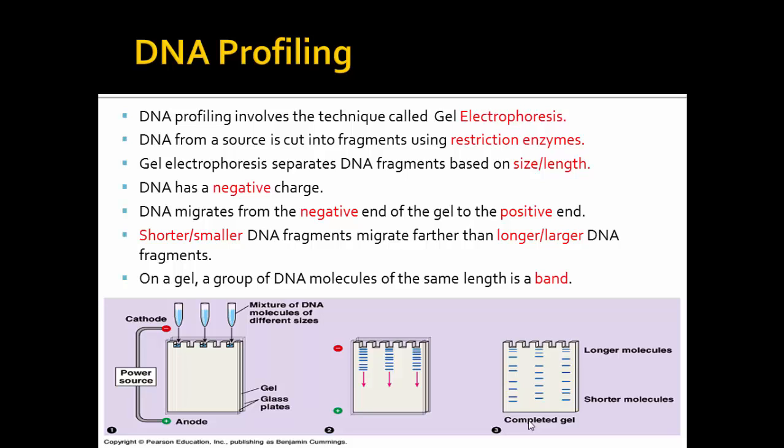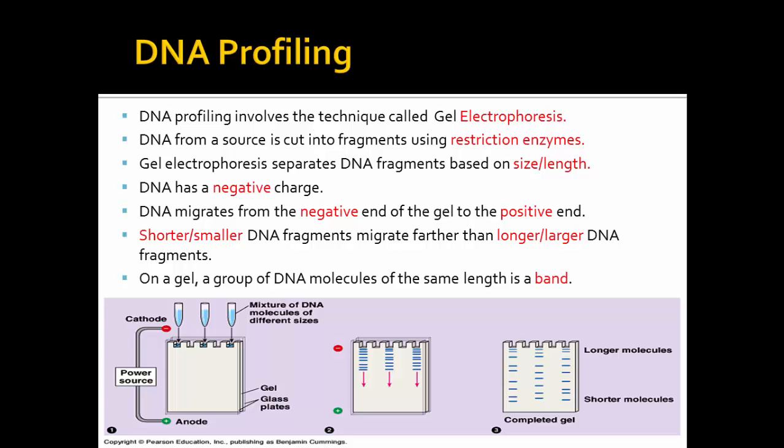So DNA profiling includes a whole bunch of different techniques, karyotyping, which we're going to talk about, and also gel electrophoresis. So what happens is the DNA is collected from the crime scene, then it's cut into fragments using restriction enzymes. So restriction enzymes, they come in, just like we talked about in genetic engineering, and they chop the DNA at certain places. What happens next is that the DNA is run through a gel. So it's actually very similar to Jell-O. The gel electrophoresis then separates the DNA bands based on size.